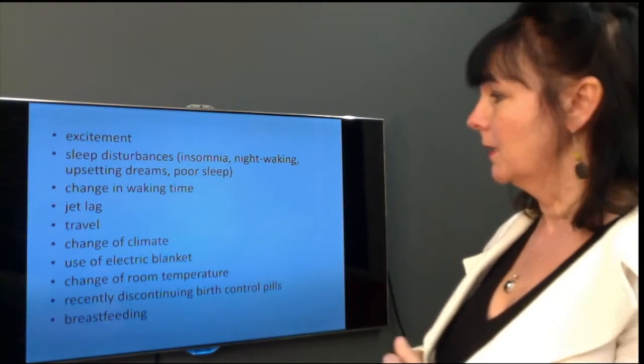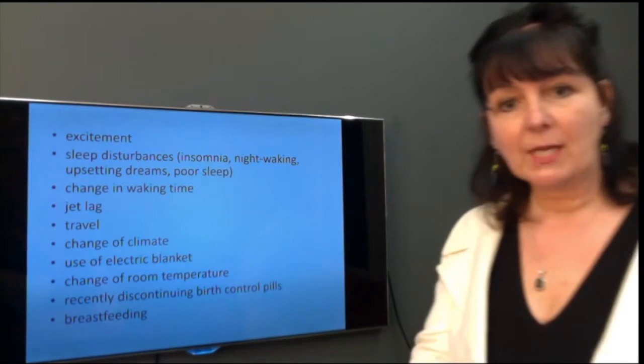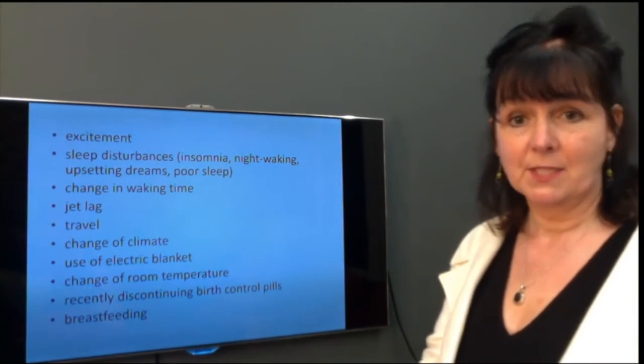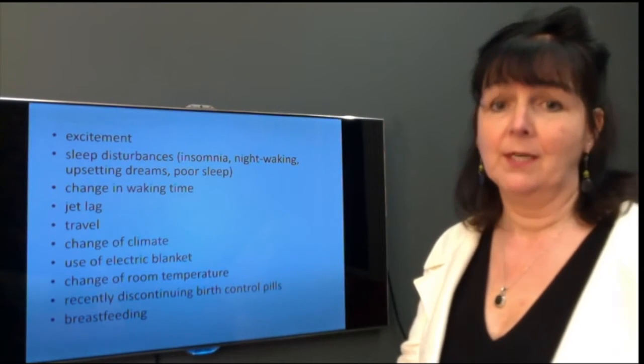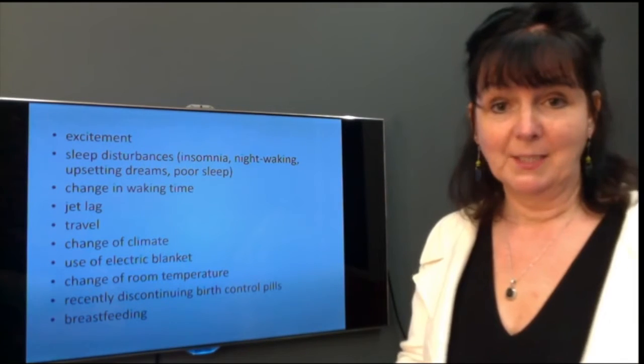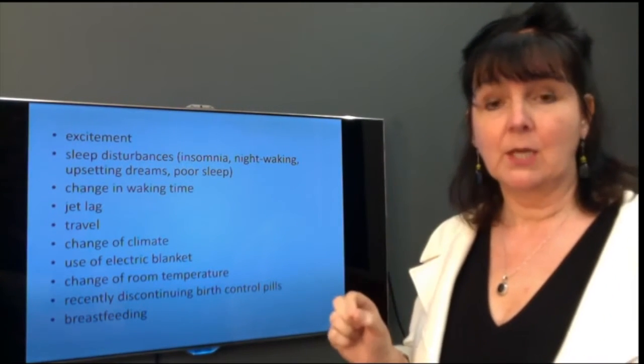Change of electric blanket, that can also have an effect. And someone did ask me the other day, she slept with her partner who was always very hot, and she thought that was going to have an impact upon her temperature. So again, make a note of it, so if it does, we can see what might be causing the problem.